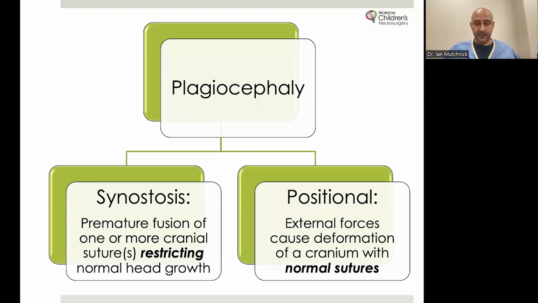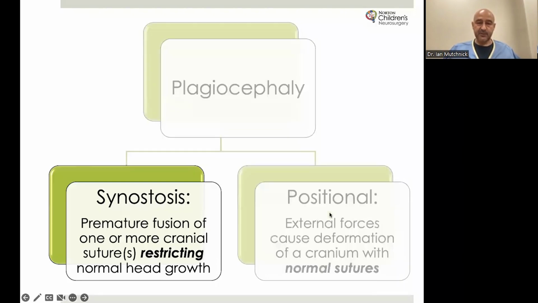Deformational plagiocephaly does not deform the skull base, but synostosis absolutely does. So if the orbital rim is odd, or if one occipitomastoid protuberance is lower than the other, that's a strong indication that synostosis is happening and not positional plagiocephaly.